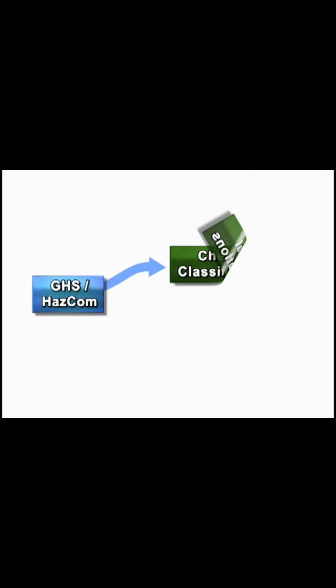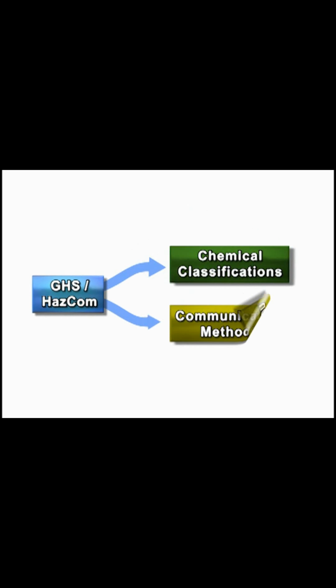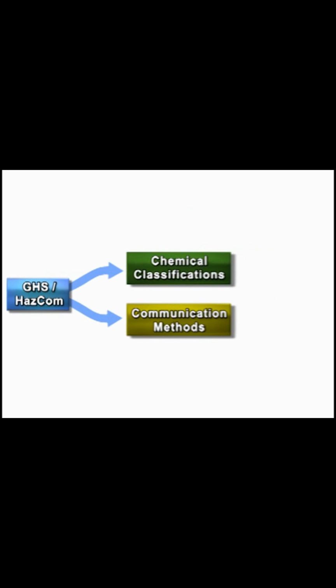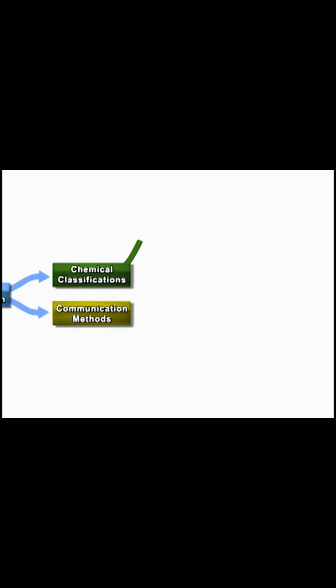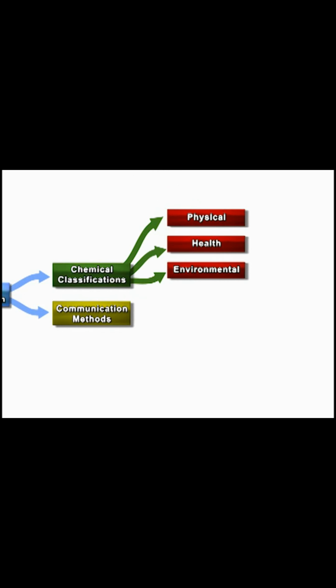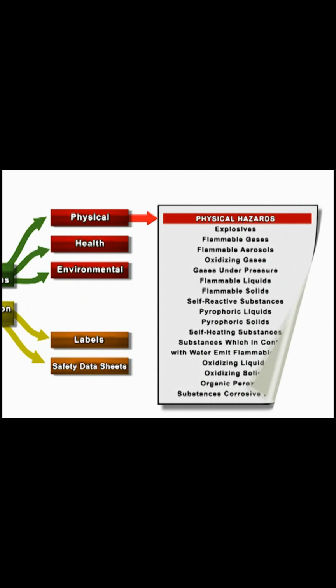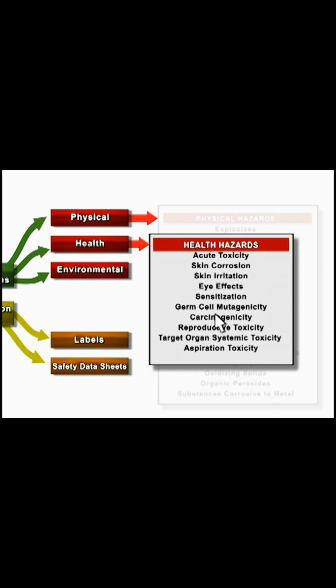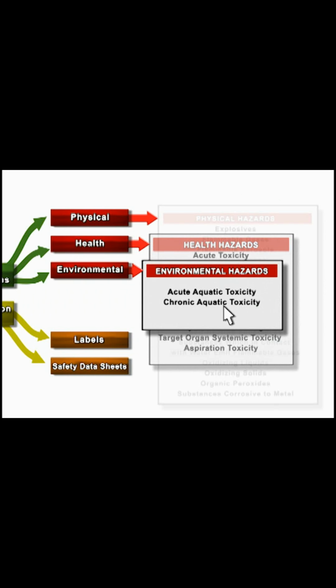What does the GHS look like? The system standardizes two critical areas of hazard communication: how hazardous chemicals are classified and the methods used to communicate those hazards. Breaking it down further, there are three types of hazards: physical, health, and environmental. And there are two types of communication: labels and safety data sheets. More about those later. Under physical hazards, there are 16 categories, 10 categories under health hazards, and environmental hazards has 2. While we won't spend time on each of the 28 categories here, it's worth emphasizing that the chemicals that fit into this list can be very dangerous.